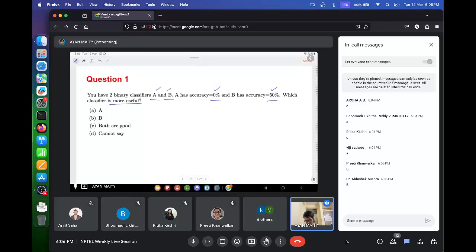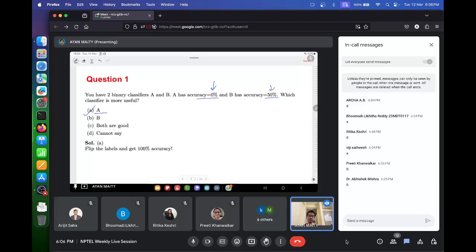Okay, so the correct answer is option A. Classifier A is more useful. Classifier A has accuracy 0%, B has accuracy 50%. Since classifier A has accuracy 0%, if we just flip the output of classifier A, that would give me the correct answer every time. So if we pick the opposite of what A predicts, we will get 100% accuracy. But that is not the case with classifier B.